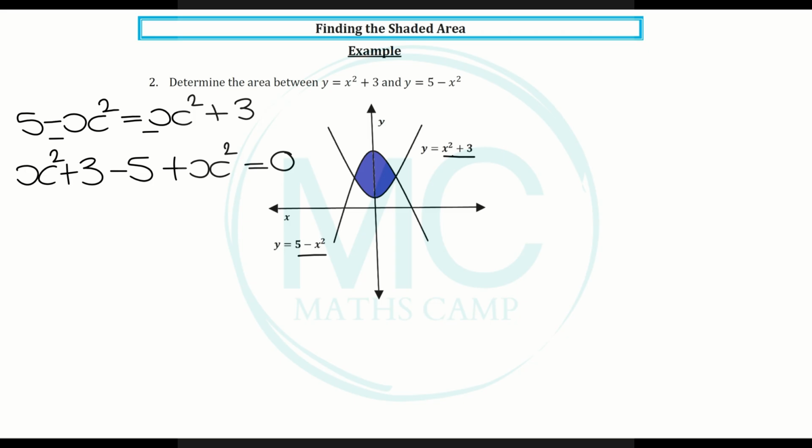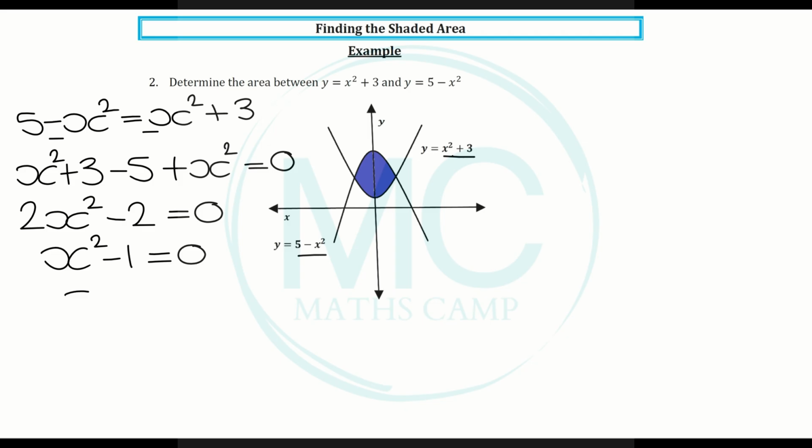Now we can add like terms. X squared plus x squared gives us 2x squared. 3 minus 5 gives us -2 is equal to 0. Again, let's divide both terms by 2, and we get x squared minus 1 is equal to 0. Get x by itself, let's move -1 to the right. X squared is equal to 1. Square root both sides, and we see that x is equal to positive and -1. These are our x restrictions.